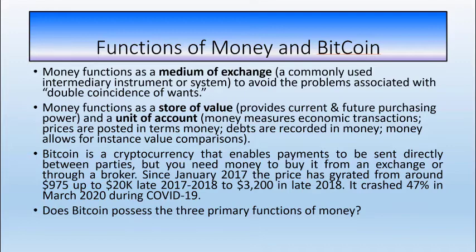It also has a measure of unit of account, which means it measures economic transactions. So it's basically a yardstick for economic transactions. Prices are posted in terms of money, debts are recorded in money, and money allows us instant comparisons. You can value a car that's worth $40,000 and compare it to the value of a house, for example. How many cars would it take to buy a house, so to speak? Well, by putting everything in money terms, it's much easier to compare values.